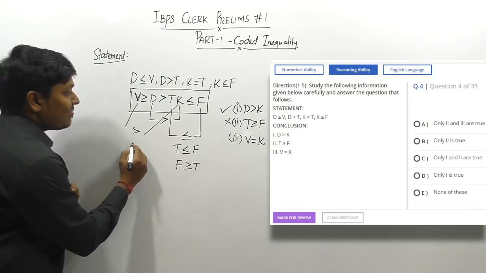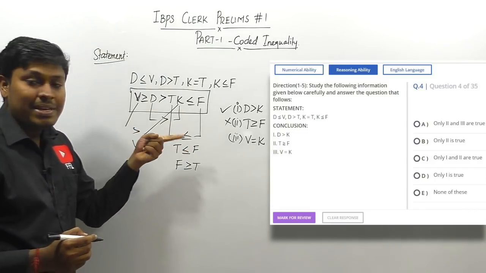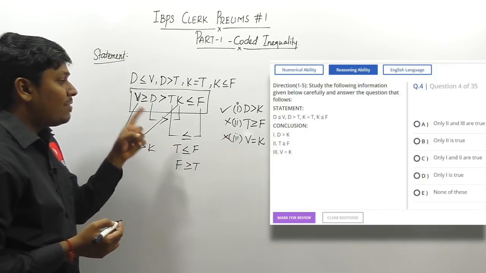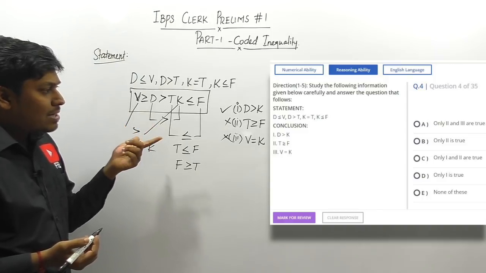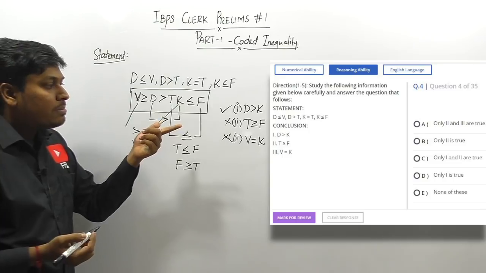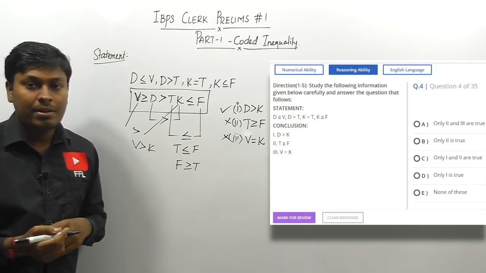So while comparing v and k, we got v greater than k, but conclusion number 3 says v equal to k, which is wrong. So finally for question number 4, we got conclusion 1 alone is true. See, option number 1 is eliminated, option number 2 is eliminated, option number 3 is eliminated. Just see option number 4, only 1 is true. So we can say option number 4, that is only 1 is true, is correct.